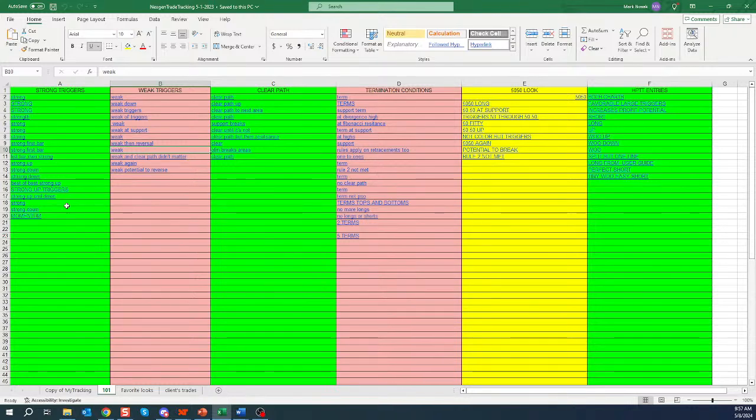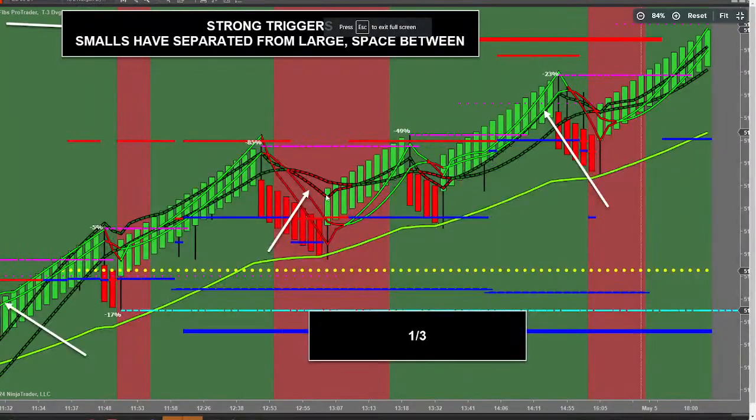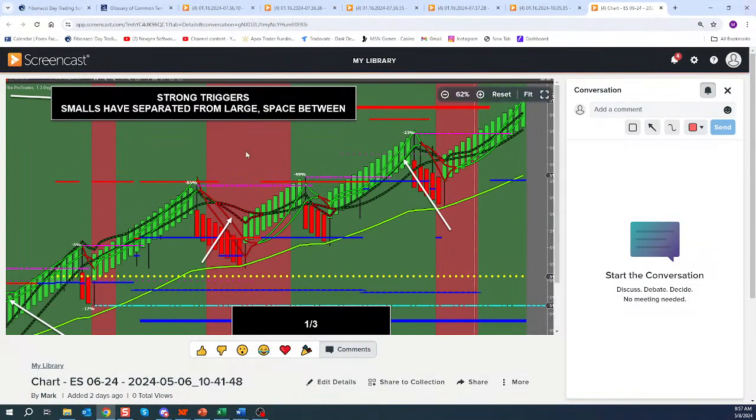And if you fill this out, 25 pictures of each, it's crazy how easy it is to recognize strong triggers. Like if I click on this one that says momentum, separation is always momentum, whether it's up or down. And I really start developing this recognition, and I can find it at a moment's notice.